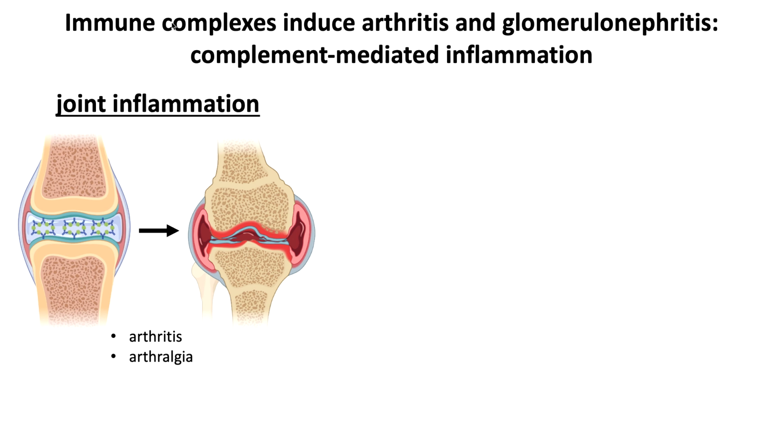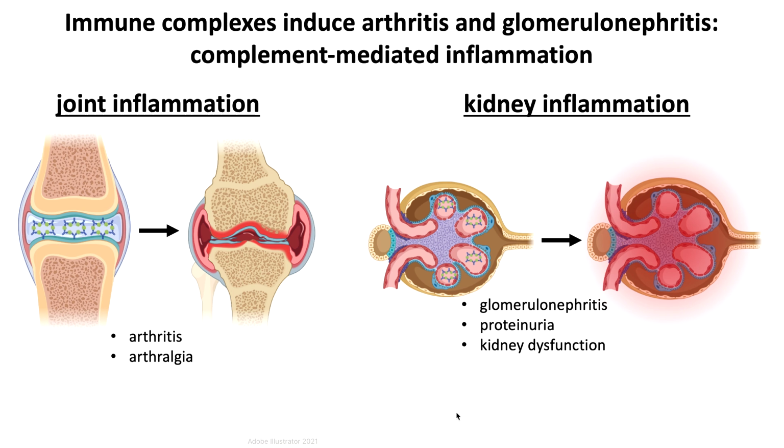Complement, besides inducing vasculitis, can also induce joint inflammation. So these immune complexes have activated complement within the joint, leading to arthritis and arthralgia, and they can lead to kidney inflammation and glomerulonephritis, leading to proteinuria and kidney dysfunction.